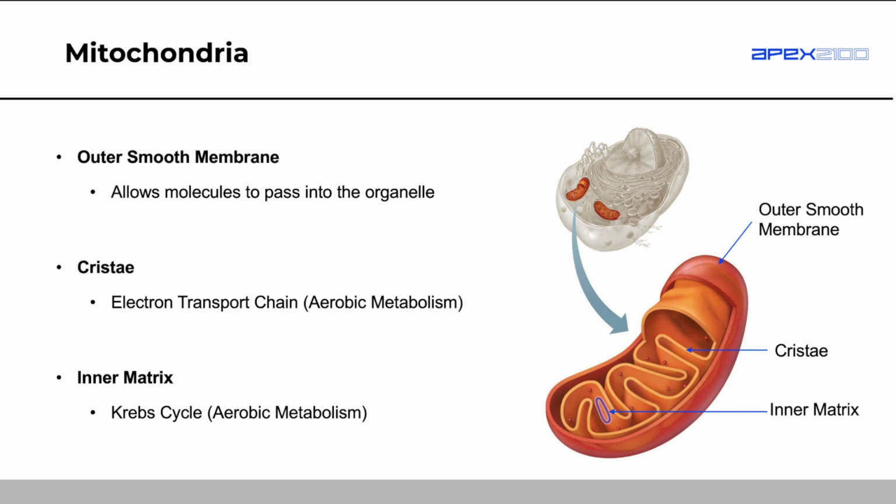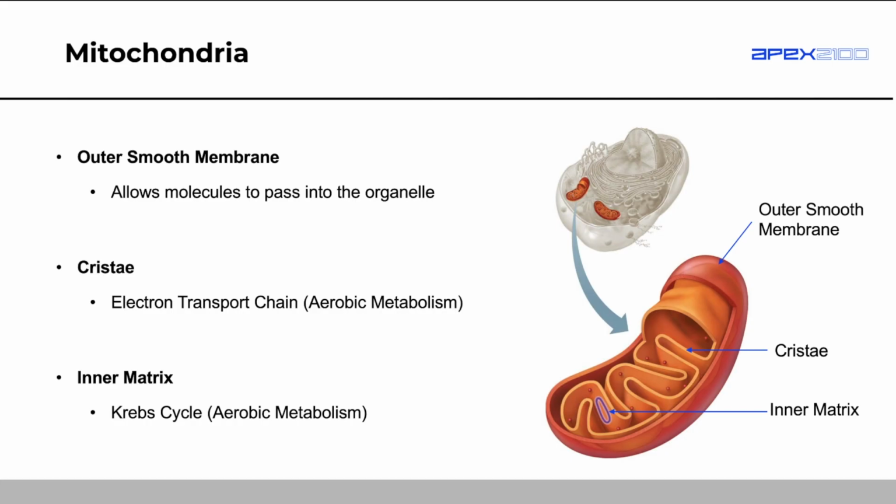Then we've got the cristae. The cristae are the folds on the inner membrane of the mitochondria. You can see there those yellow folds within the mitochondria. That's the cristae. They increase the surface area within the mitochondria for chemical reactions to occur. The important chemical reaction that occurs here is the electron transport chain. This is a really important part of aerobic metabolism that occurs in the cristae. Again, we're going to talk more about that soon enough.